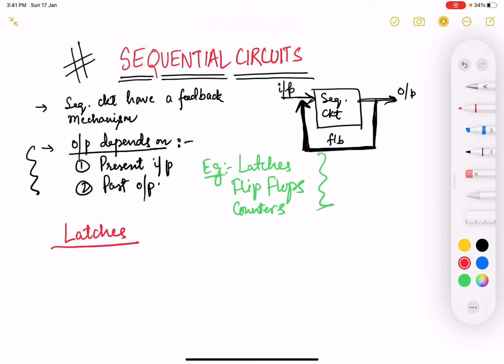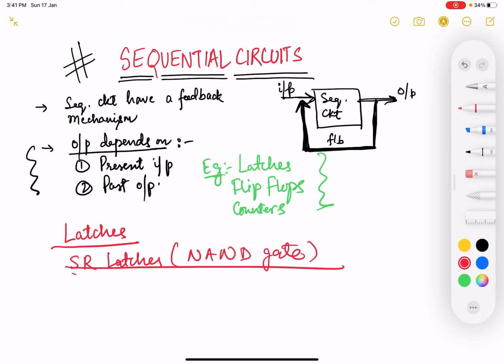In this video, we'll be studying the SR latch, particularly made using the NAND gate. And in the subsequent videos, we'll be studying SR latches made using the NOR gate.